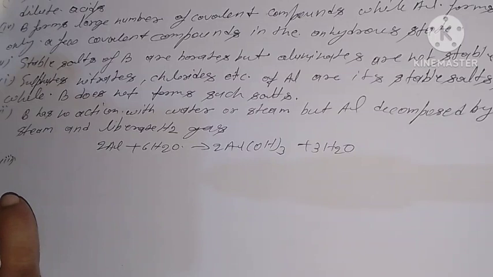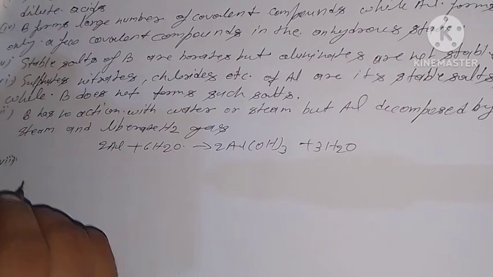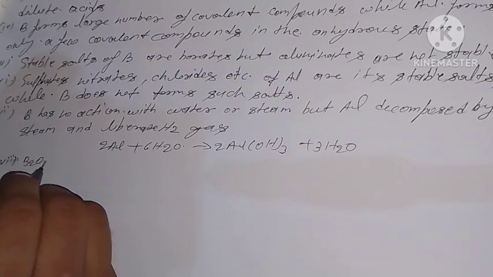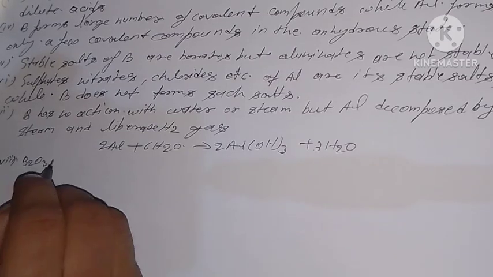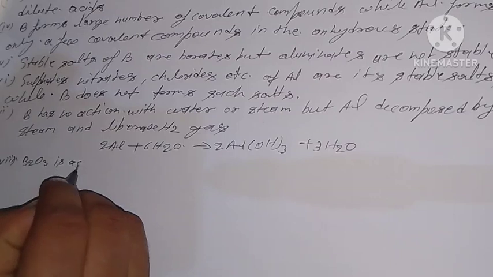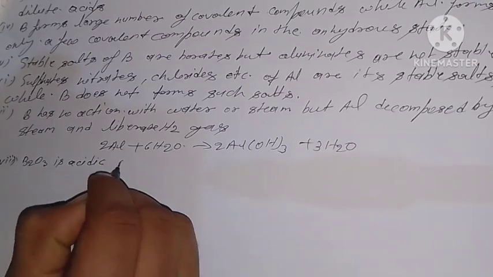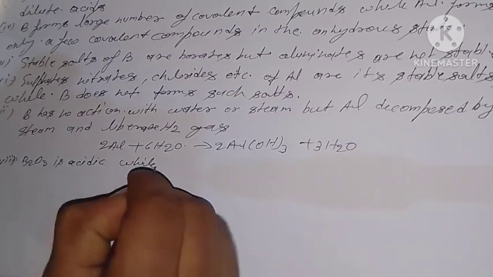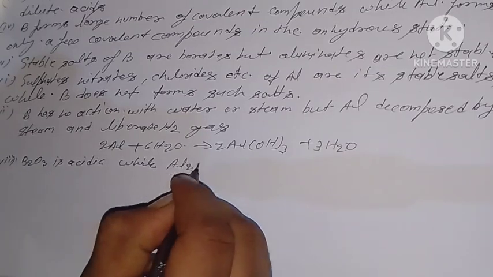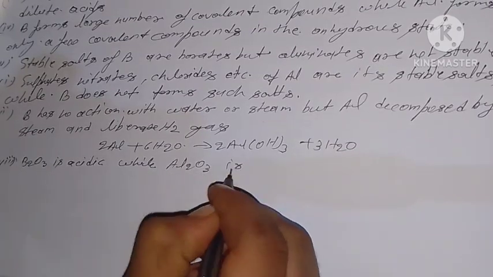Next point, point 8. B2O3 is acidic, while Al2O3 is amphoteric.